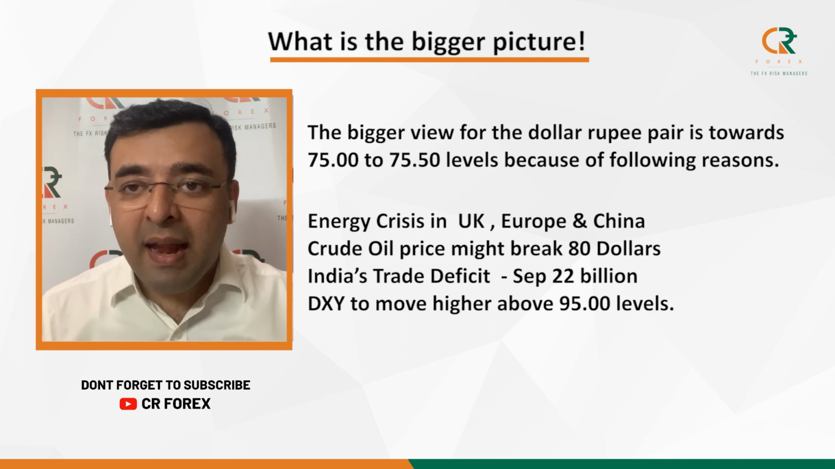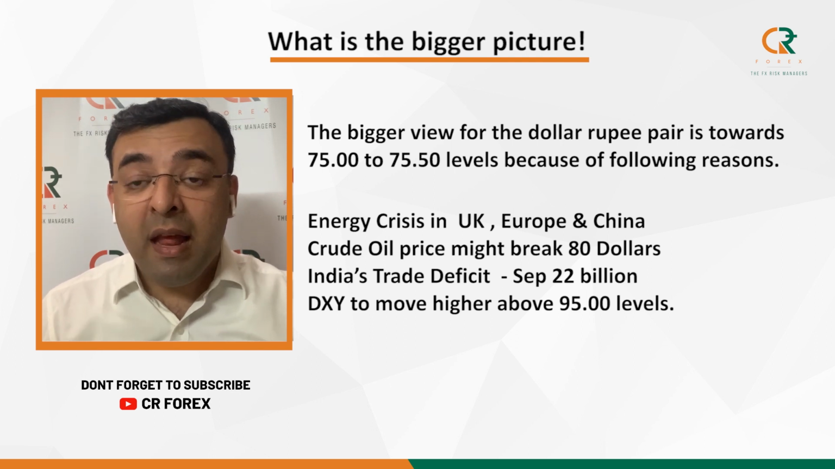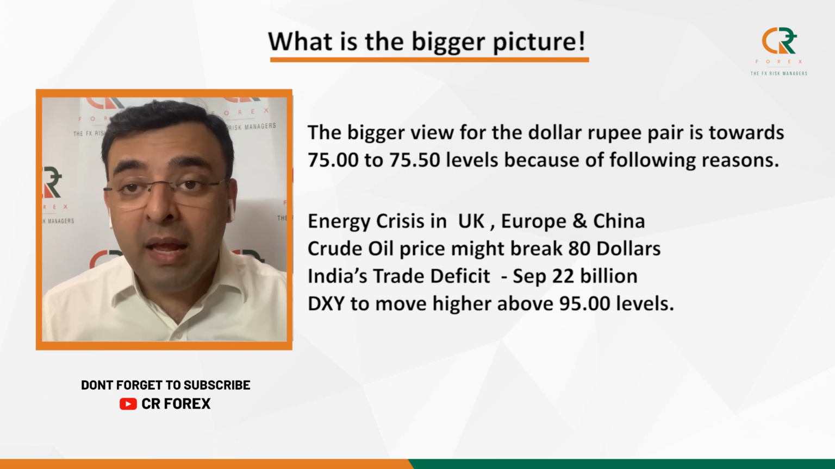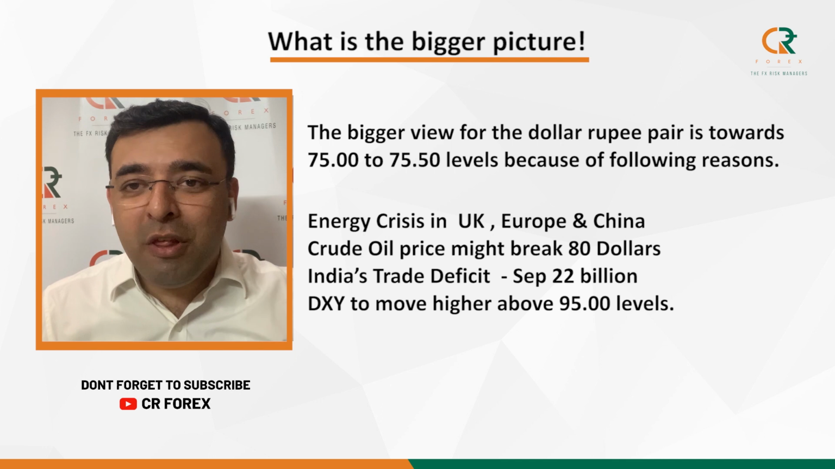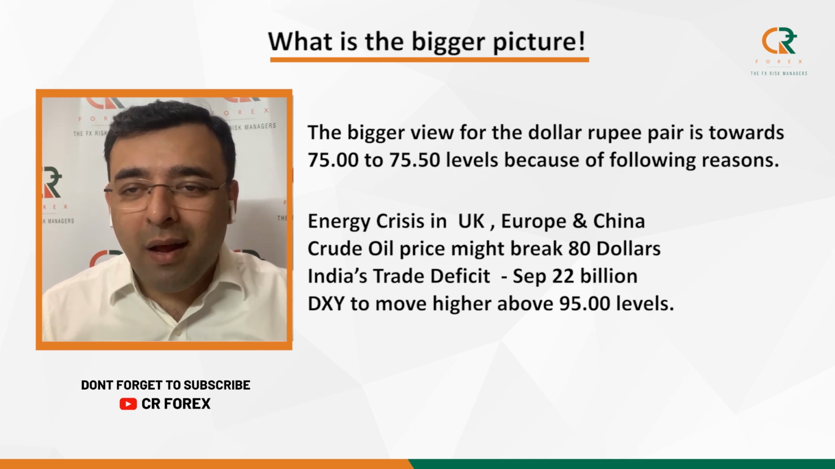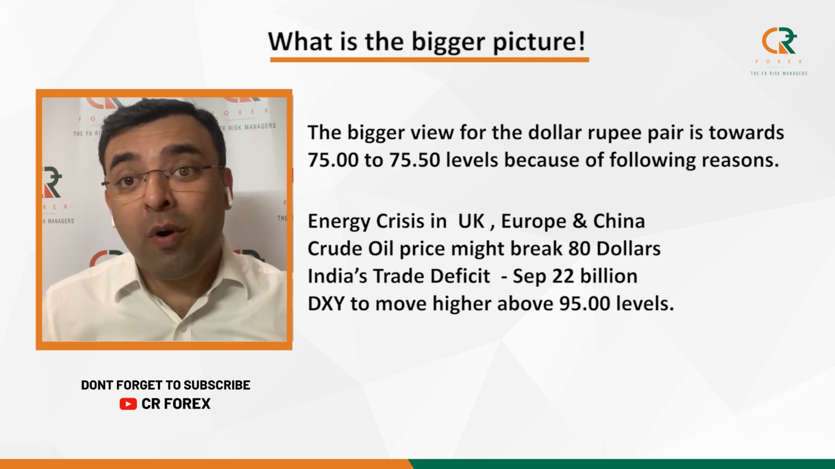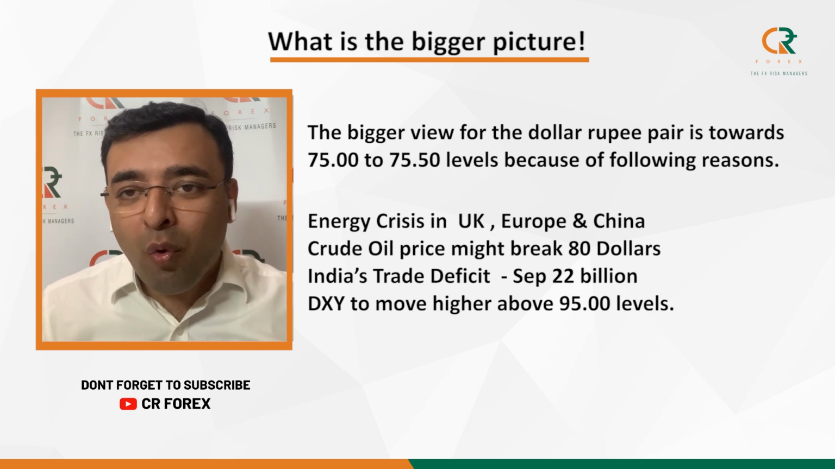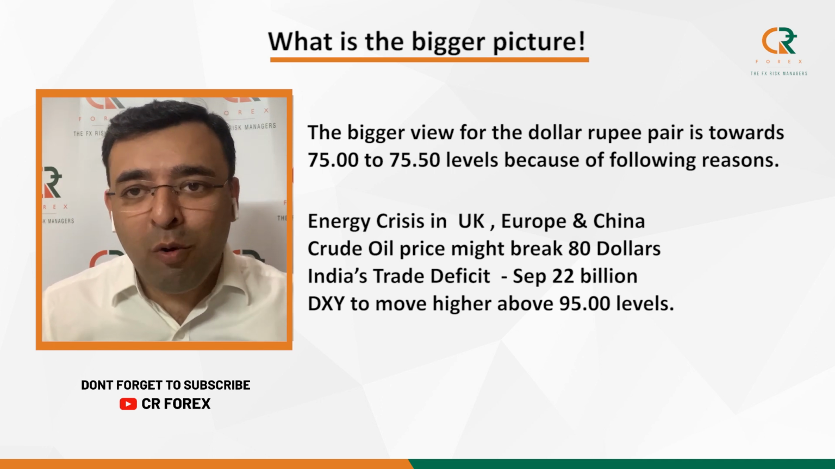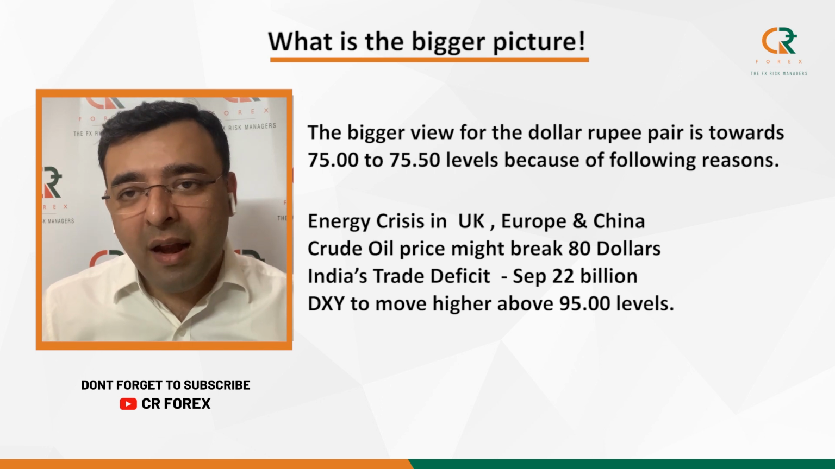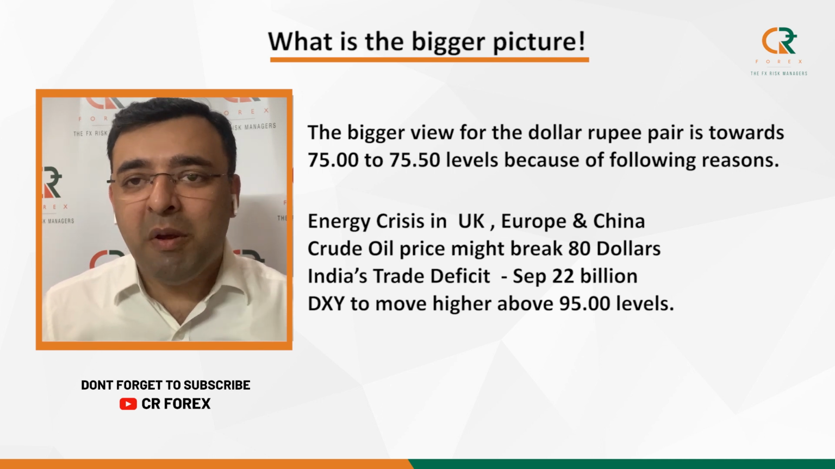If that happens, then our trade deficit will increase. Trade deficit for the month of September came $22 billion. लास्ट 18-20 महीने में ये नंबर कभी भी नहीं था. एवरेज वॉज 12-13 बिलियन डॉलर्स. नाउ वी हैव सीन $22 billion. If the crude oil price further inches up towards 100, then you can just imagine where the trade deficit will go. If the trade deficit is higher, then the dollar rupee pair is expected to move higher towards 75 to 75.5 level in coming months.